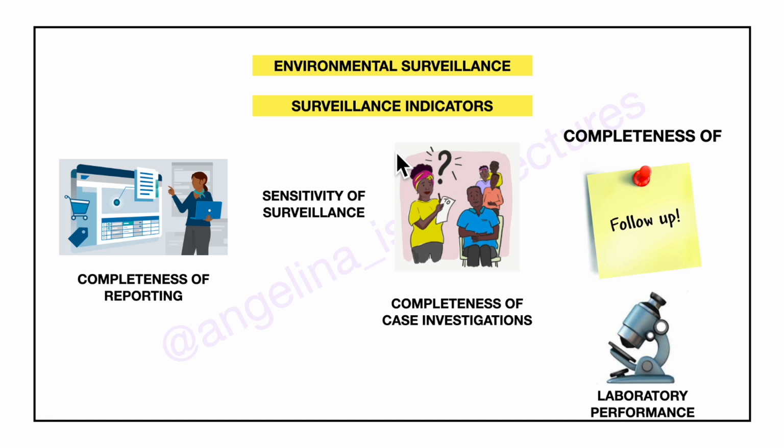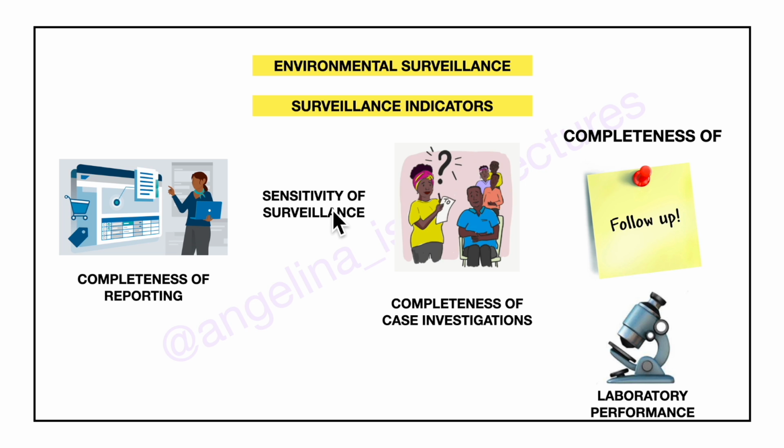After the acute flaccid paralysis surveillance, the next type of surveillance is environmental surveillance. This involves testing sewage or other environmental samples for the presence of polio virus. Now there are certain surveillance indicators. First is the completeness of reporting. That is, at least 80% of the expected routine acute flaccid paralysis surveillance reports should be received on time, including 0 reports where no AFP cases are seen. That is about completeness of reporting.